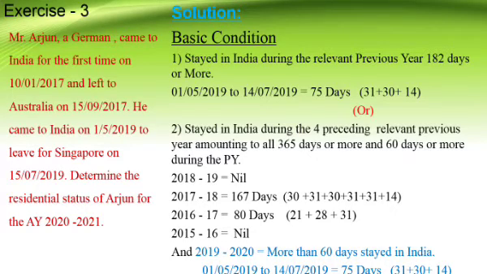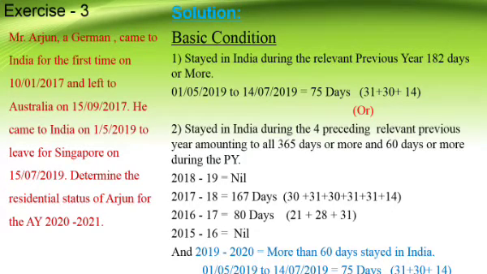In this exercise, the problem clearly states that Arjun is a German resident and he came to India for the first time on 10th January, then he left India on 15th September. Then again he came to India. So during our previous year he is in India, from 1st May 2019 to 15th July 2019. During that period only he has stayed in India. Then after that he left for Singapore. So based on that we have to find out the residential status of Mr. Arjun.